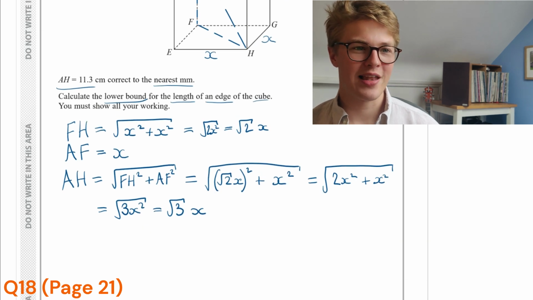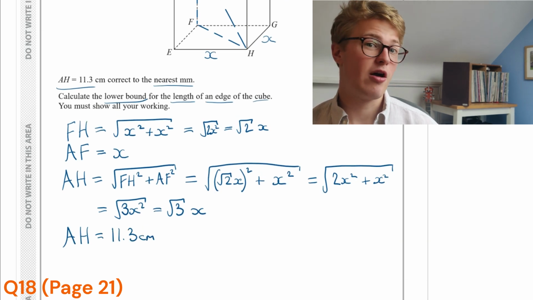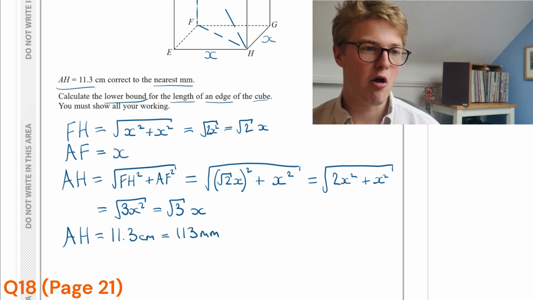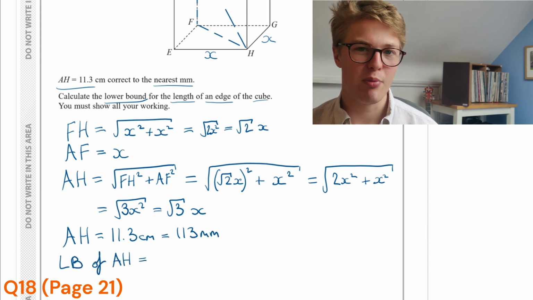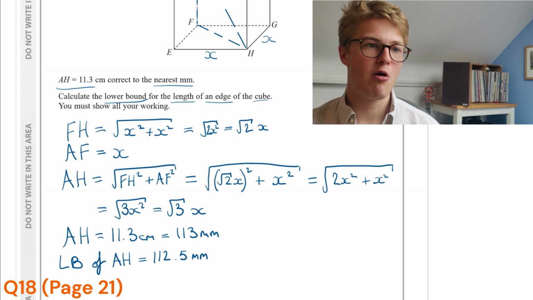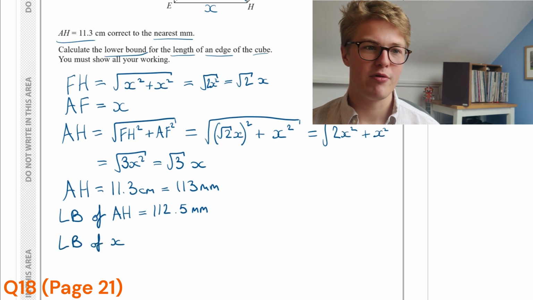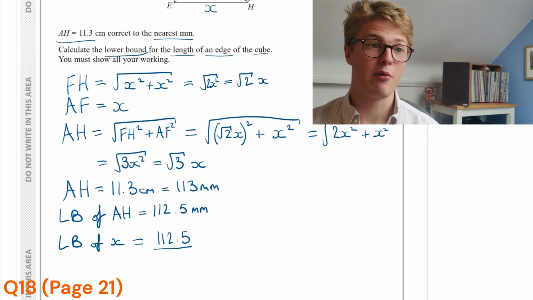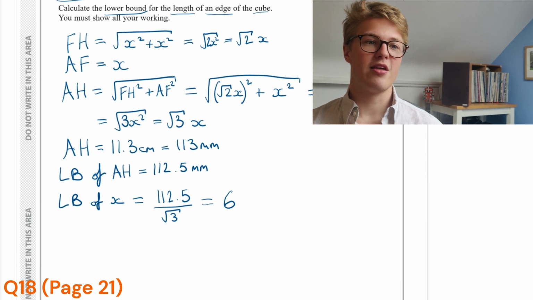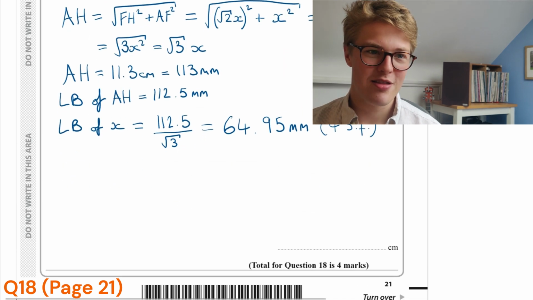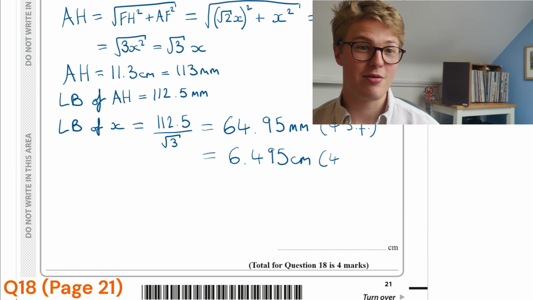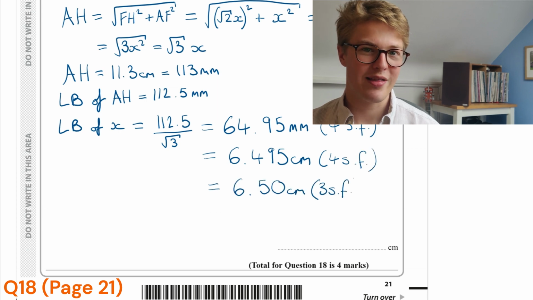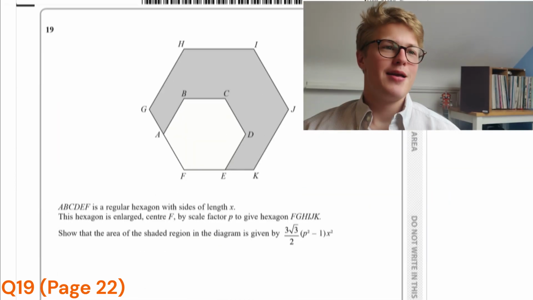We're told AH is 11.3 centimetres, which is the same as 113 millimetres. The lower bound of AH is going to be 112.5 millimetres, so therefore the lower bound of x is going to be 112.5 over root 3, using the equation that we found earlier. This is 64.95 millimetres, which is the same as 6.495 centimetres, and to three significant figures that is 6.50 centimetres.